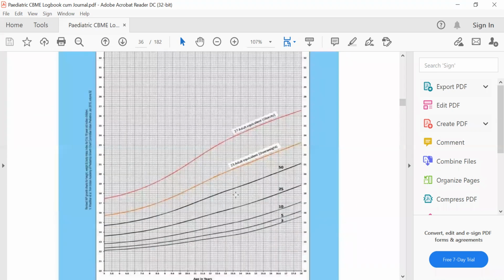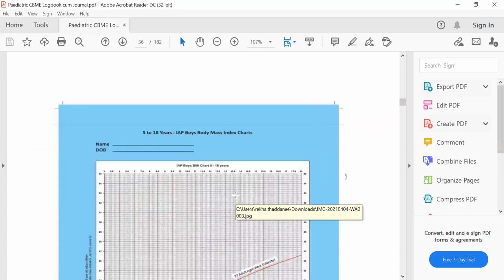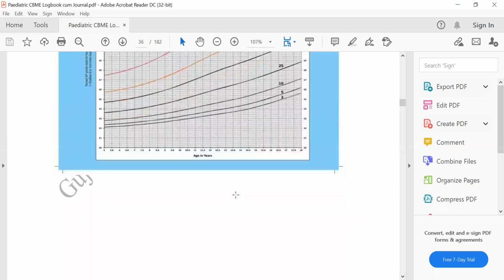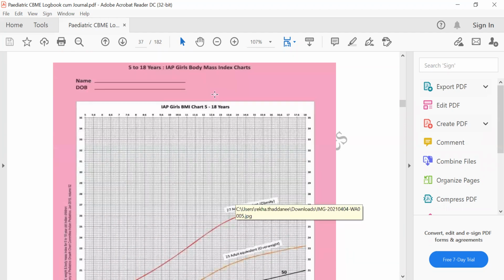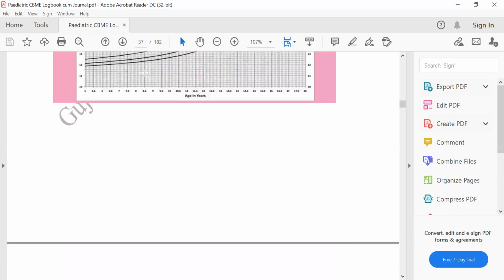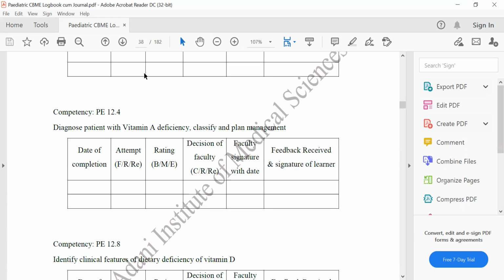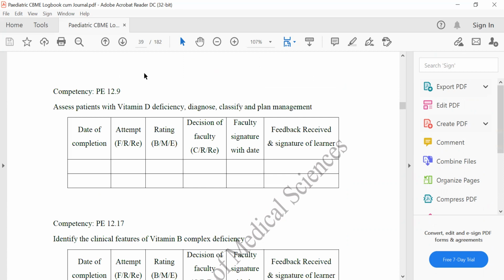And this is the BMI graph for the boys and girls. As we know, the importance of BMI is after 5 years, so these are between 5 to 18 years. So again, some other competencies about vitamin deficiency.